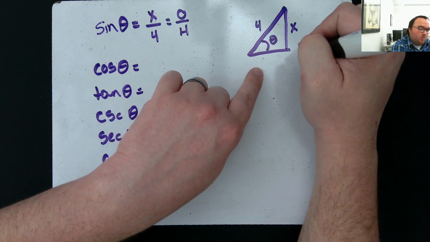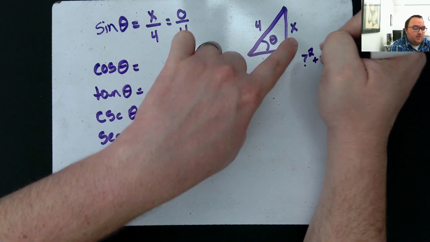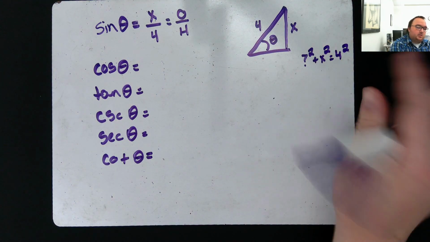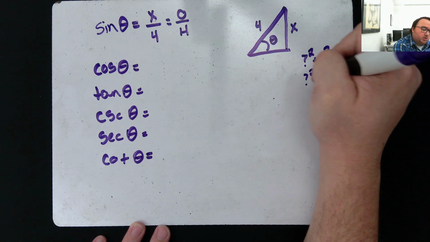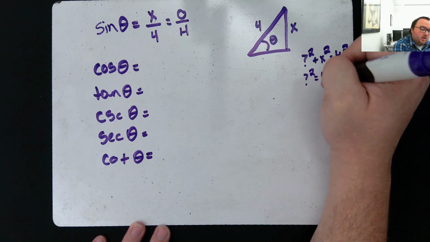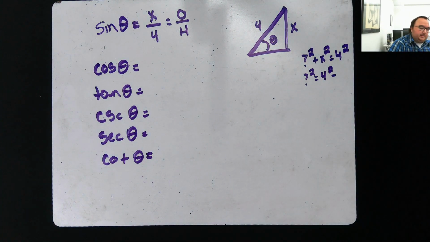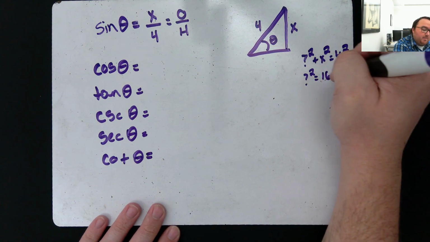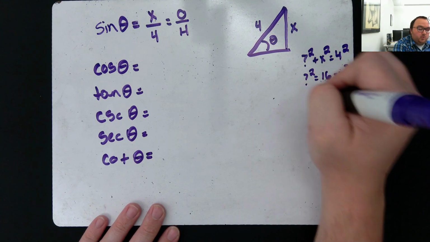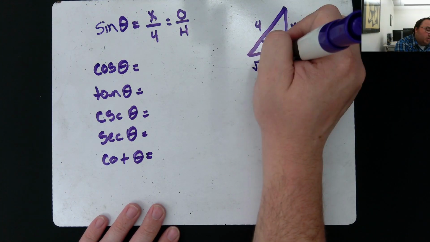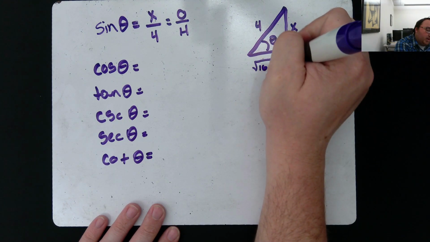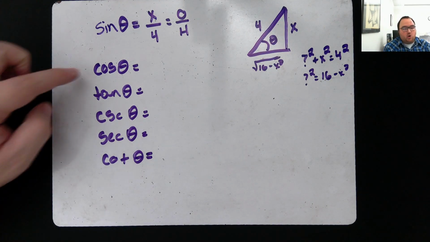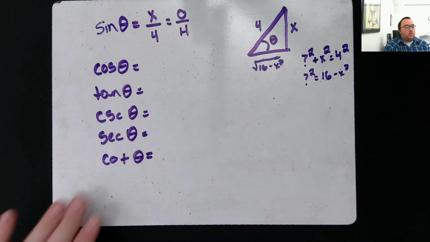So this side length I don't know squared plus this side length I do know squared must be equal to 4 squared. So I can move the x squared over there. So the side I don't know squared is 4 squared, which is 16, minus x squared, and then take the square root. So this side length I don't know is the square root of 16 minus x squared. Now that I know what all three side lengths are, I can go through and find all of these.